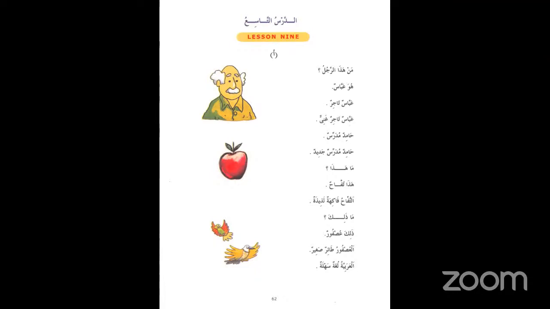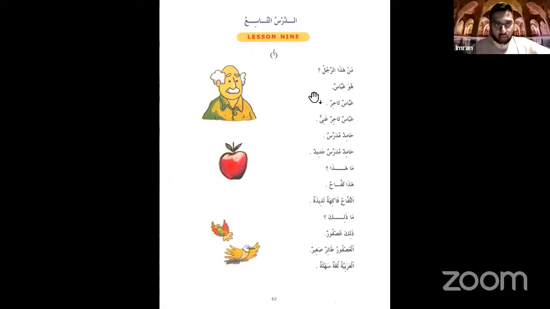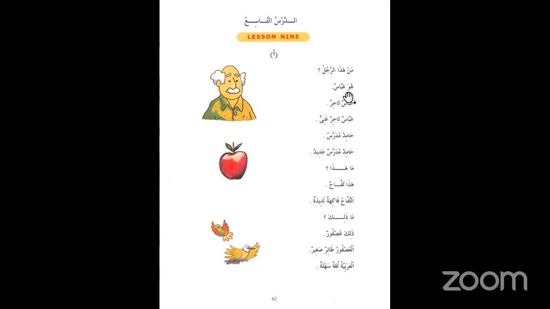This man. So, Bismillah ar-Rahman ar-Rahim, salli ala Muhammad wa ali Muhammad. Ad-darsu at-tasi'u. Man hadha rajulu. Who is this man? Answer. Huwa Abbasun. He is Abbas.